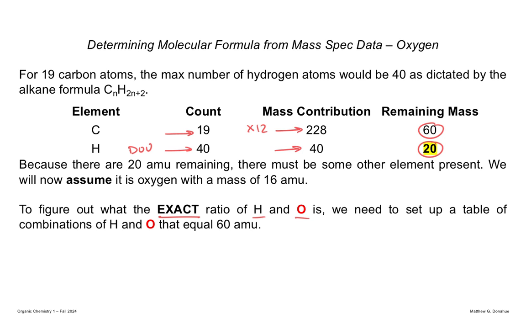So if H is 1 and oxygen 16, if you had one oxygen in there, that's only 16 mass units. So 20 minus 16 gets you 4. We know we cannot have 44 hydrogens because the max is 40.